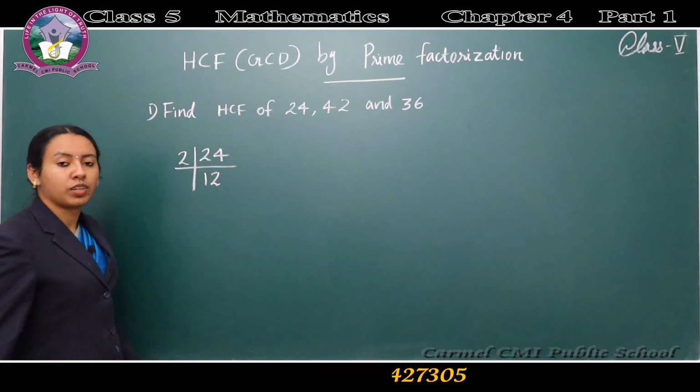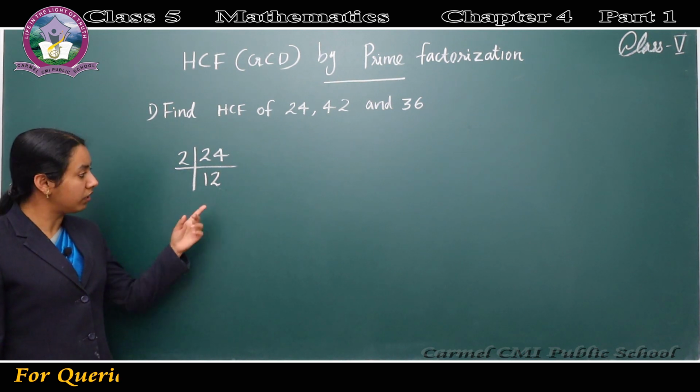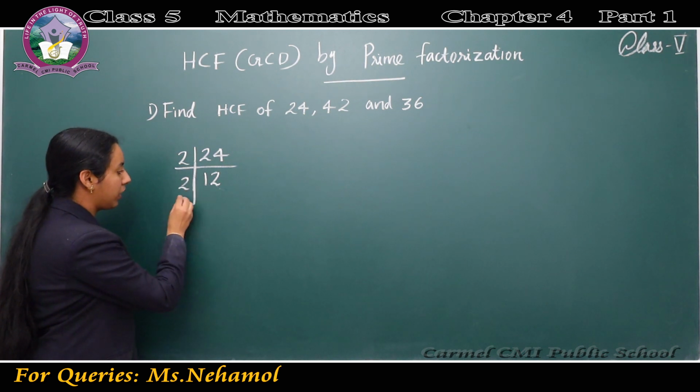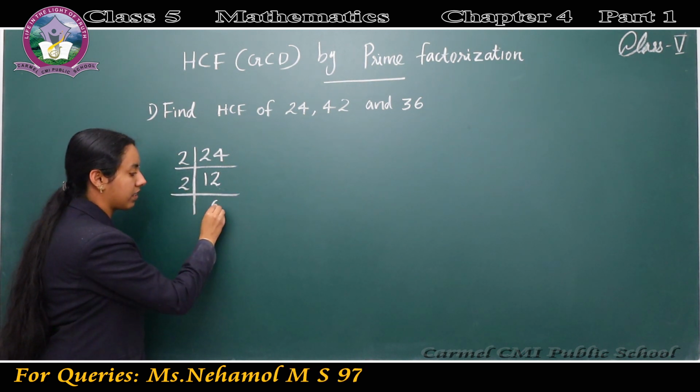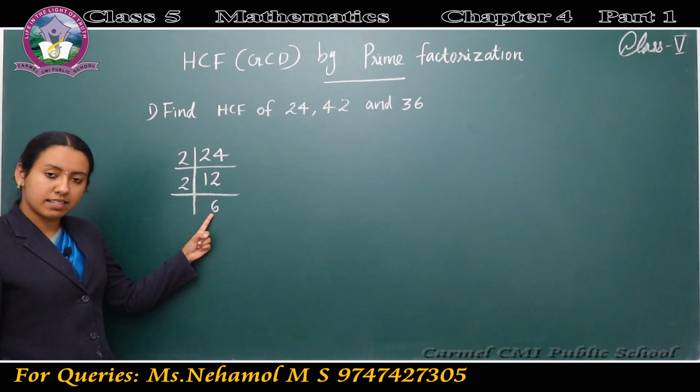12. 12 is also divisible by 2. 12 is also an even number. It is also divisible by 2. Then 12 divided by 2 is 6. 6 2s are 12. So 12 divided by 2 is 6.